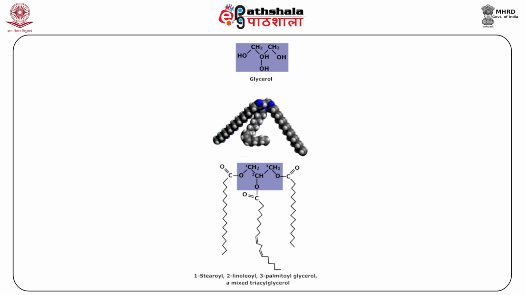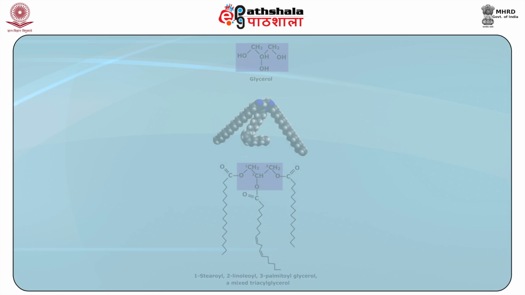Their utility as energy reservoirs in the cell stems from the fact that, compared to carbohydrates and proteins, fats are less oxidized and hence more energy is released on oxidizing the same amount of fat. Also, since they are nonpolar, they are stored in anhydrous form, unlike carbohydrate polymers like glycogen that bind twice their weight of water. A schematic diagram of glycerol and a triacylglycerol is shown on the screen.